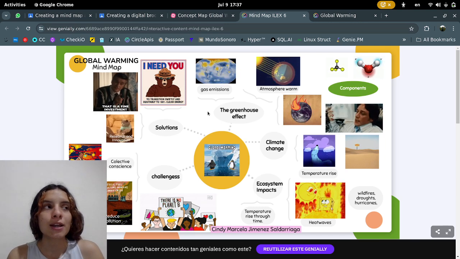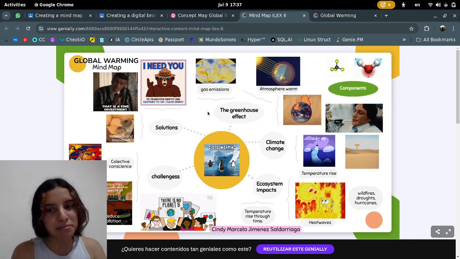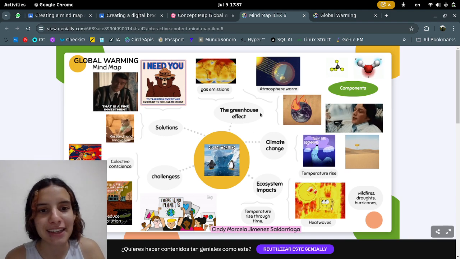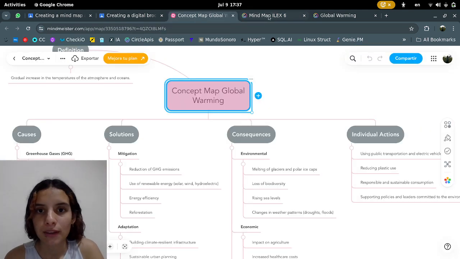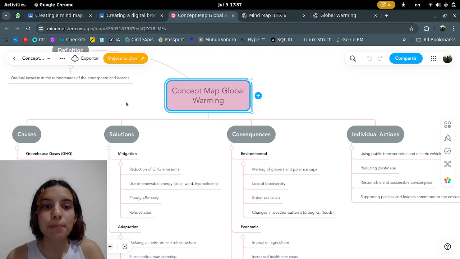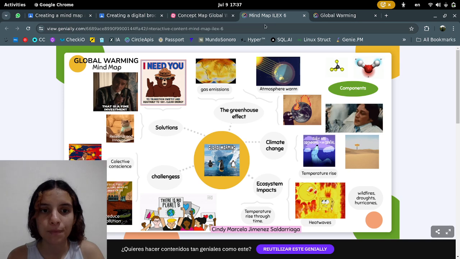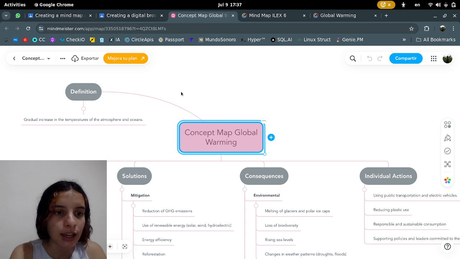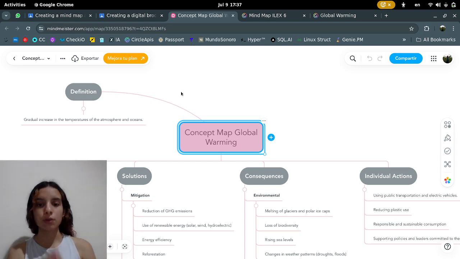So, from my own view, I think that my favorite is the mind map for all the memes that I used too. So, yes. From this map, I made the concept map. So, about global warming, the first step that I made was the definition. Global warming is the gradual increase in the temperatures of the atmosphere and oceans.